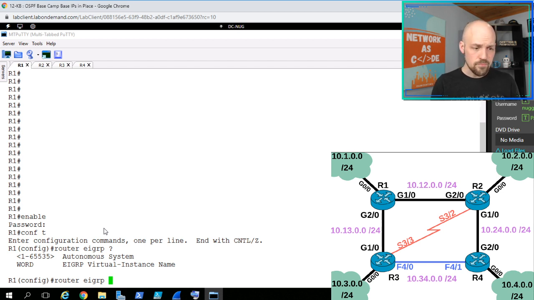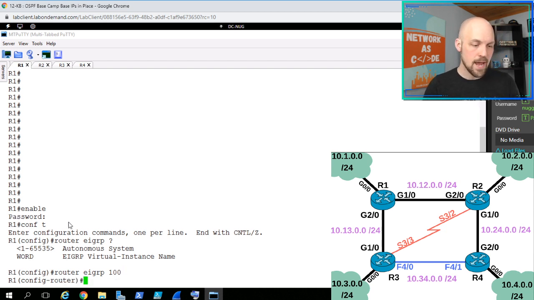So, okay, router EIGRP. Let's go ahead and get this fired up. I know this is the basics, but we've got to get spun up, right? So we'll just choose autonomous system number 100 tonight. And one thing that we talked about last week that we did not demonstrate is passive interface.